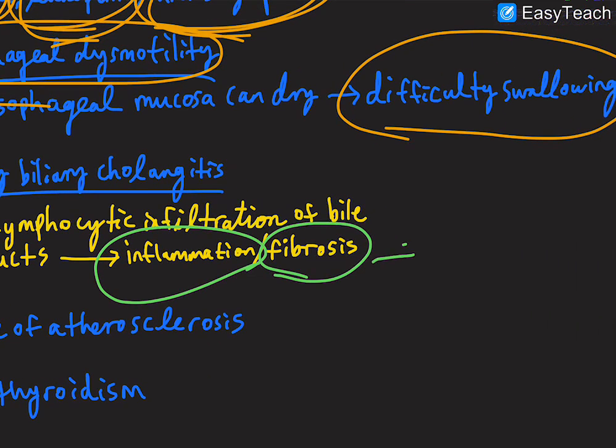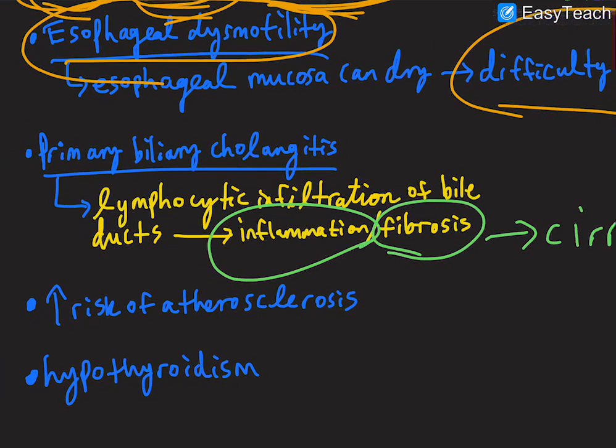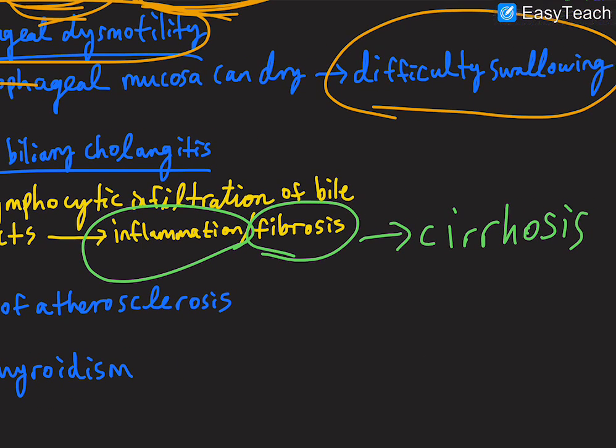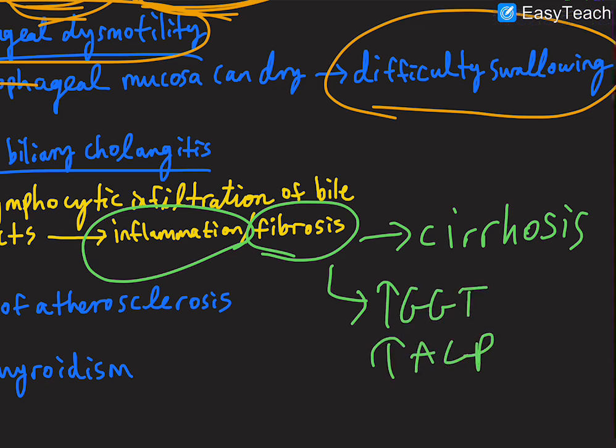If that happens for long enough, this can lead to something called cirrhosis, so scarring of your liver, damage of your liver. And of course, we'll go over this when we do our GI playlist, so we don't have to go in depth into this, but of course you can see things like elevated liver enzymes, like GGT or elevated ALP.